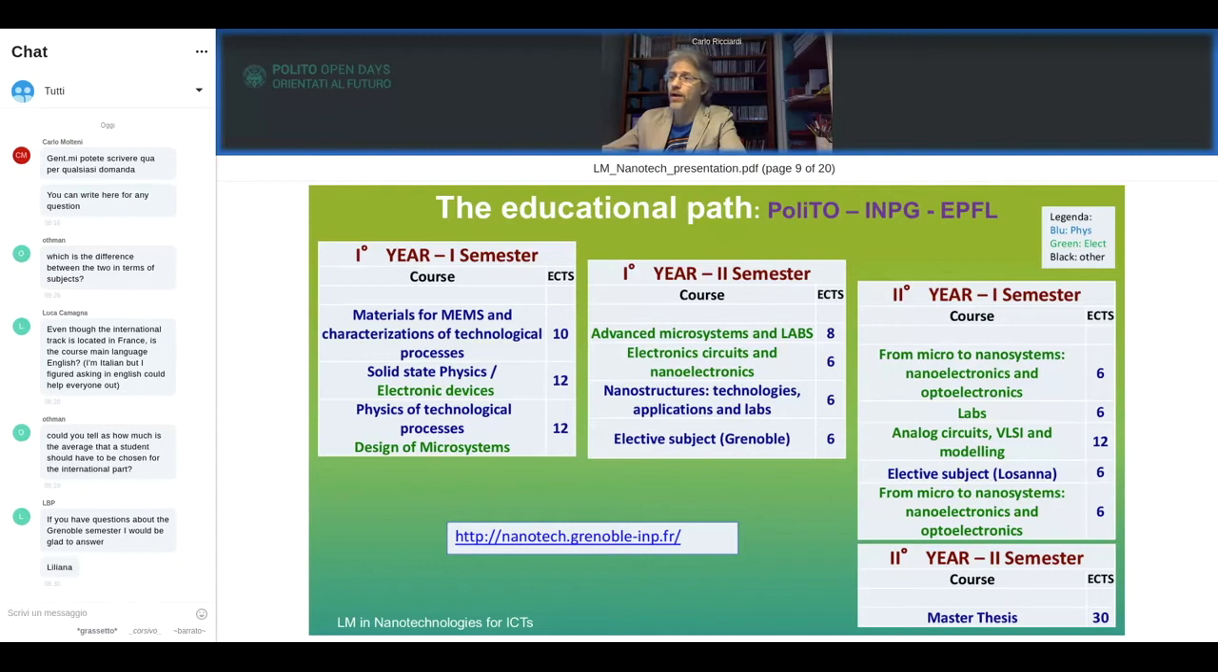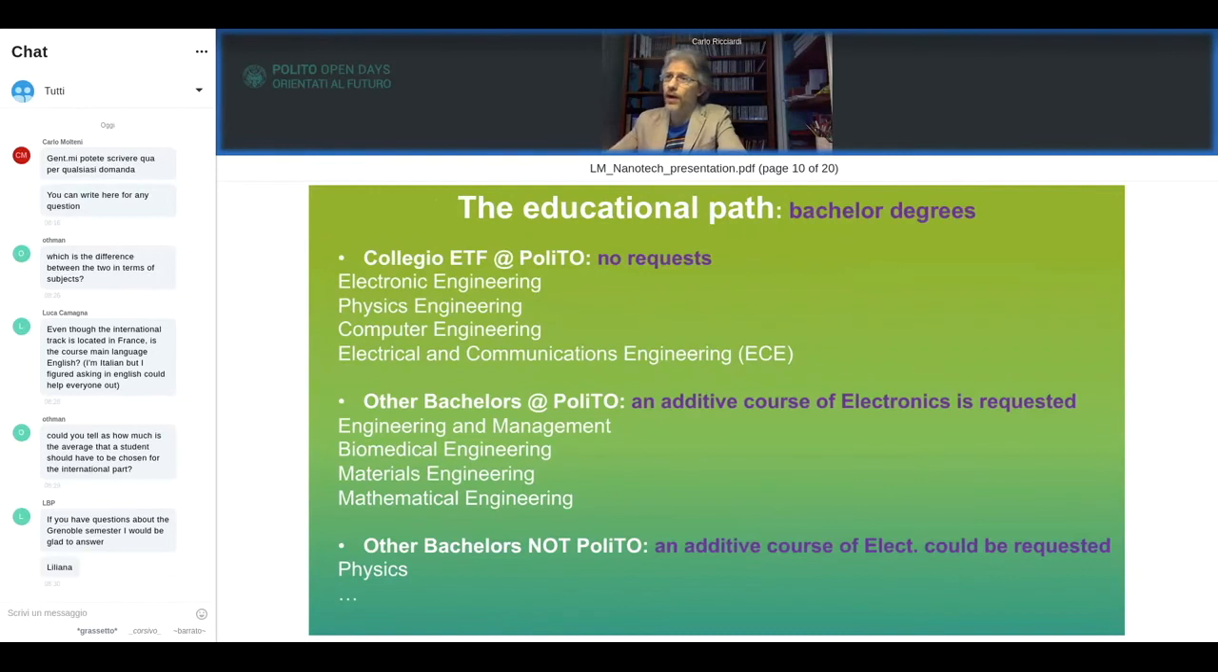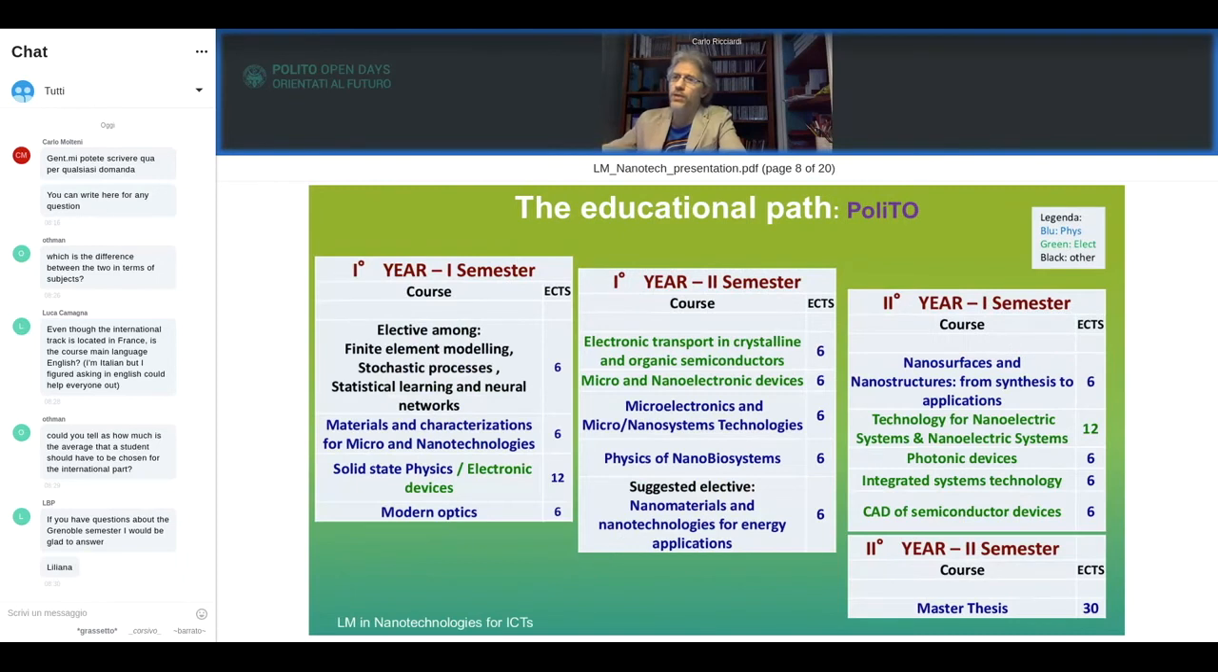Remember that you have an entire semester for the master thesis. That is a very good thing. So, about the bachelor degrees, if you're coming from inside Polito, there are no specific requests. If you come from the same school, collegio, so electronic engineering, physics engineering, computer engineering, electrical and communication engineering. For other bachelors that are typical, like biomedical engineering, materials engineering, or mathematical engineering, we normally ask you to add an additional course of electronics. It's not really additional. It just substitutes for this black course that you see here.